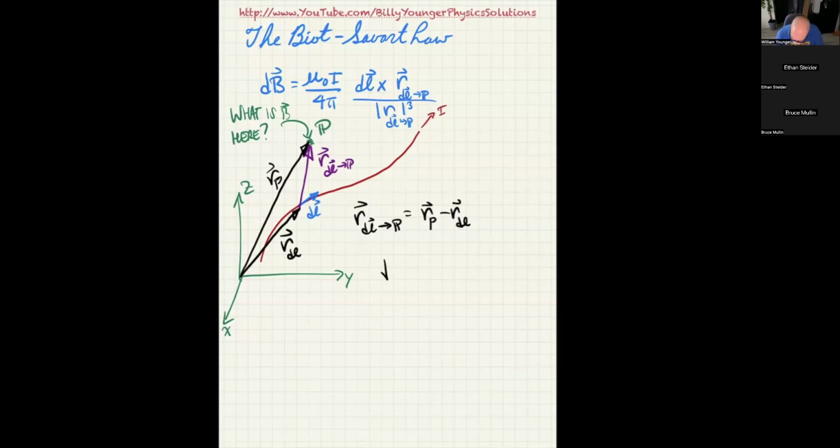And then you just say, well, dB is equal to mu 0 I over 4 pi times dl cross R P minus R dl over the magnitude of R P minus R dl to the third power. So that's the law of Biot-Savart, and I need to show you how to do that. Okay, so let's do an example.